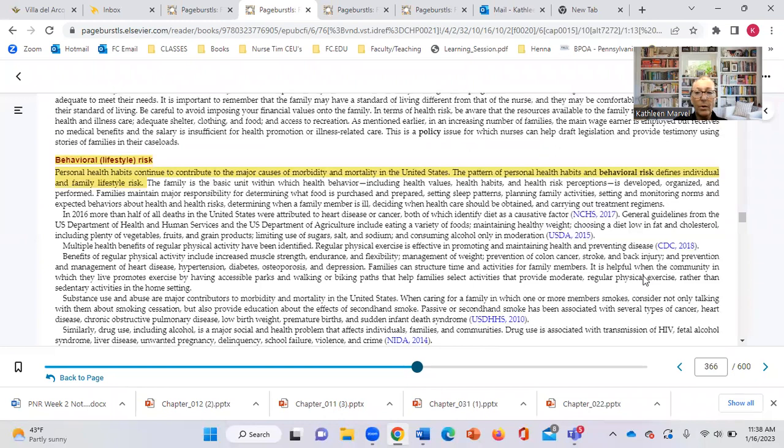And then the third way we assess is the behavioral, which is the lifestyle risks, right? We know that personal health habits continue to contribute to major causes of morbidity and mortality, right? So patterns of personal health are described as behavioral risks, and they're defined either by the individual or the family.